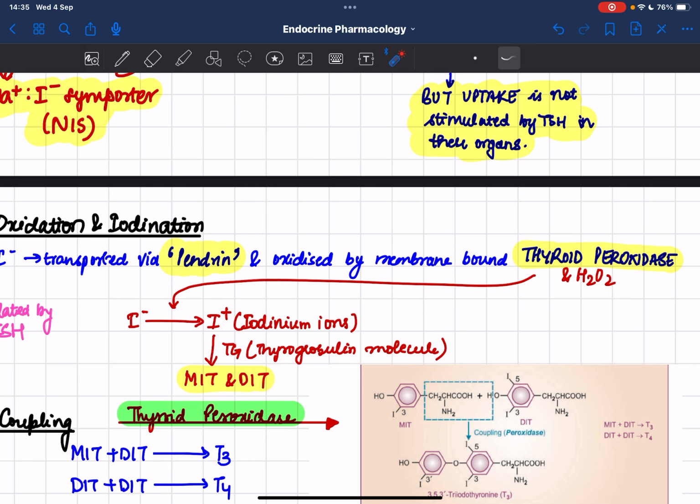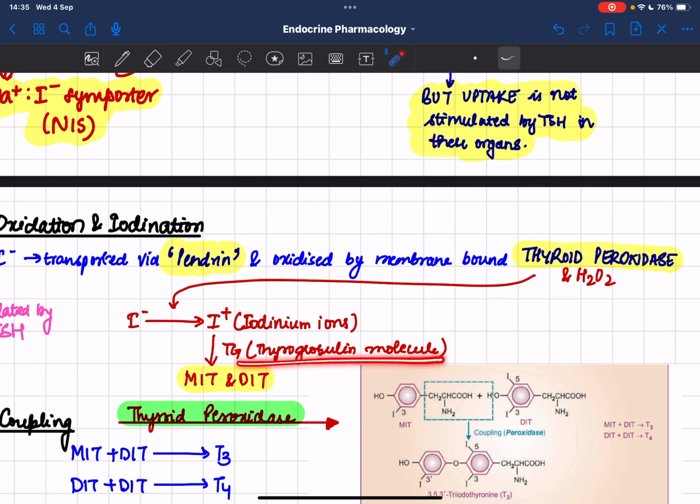The enzyme that was doing the iodination and was doing every step was actually thyroid peroxidase and H2O2. Please remember this. This can be an MCQ question. You have to write this enzyme when thyroid comes. Thyroid peroxidase converts I negative to I positive, that is iodinium ion.